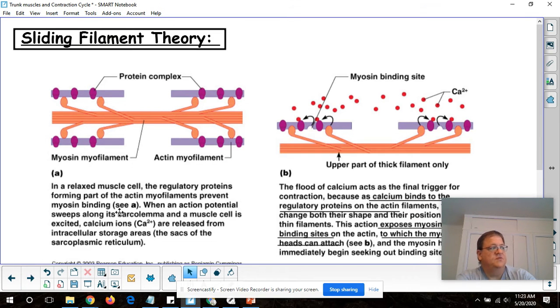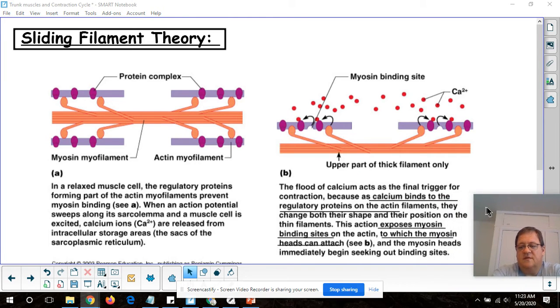That brings us to sliding filament theory. So we've had this happen. We've dumped now. Let me slide out of the way. Look, I can move myself. We've got the, right in here. Don't point that. Doesn't do any good.